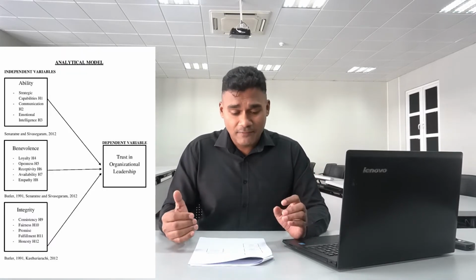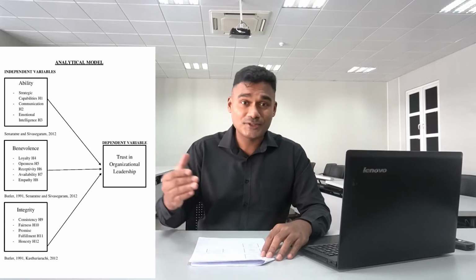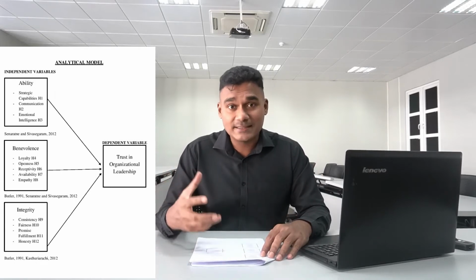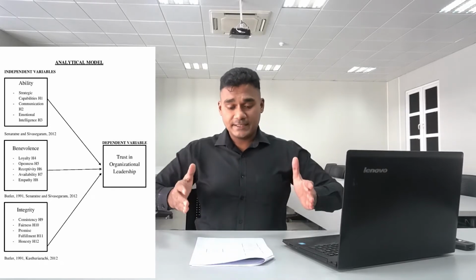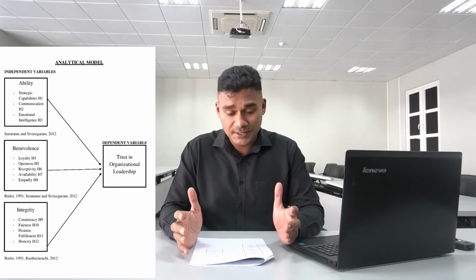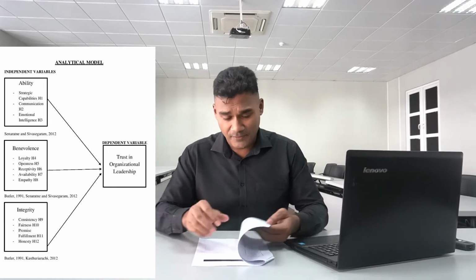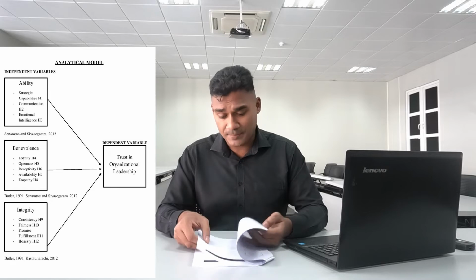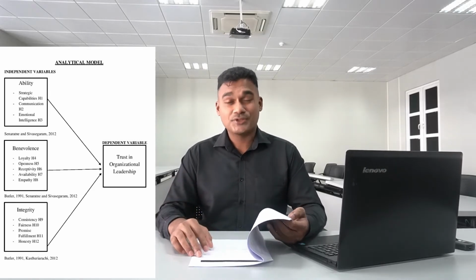Analytical model is very similar to conceptual model. It's a bit more detailed, where on top of stating your research variables, you also need to highlight the indicators that are being used to define your research variables. In this case, I have chosen to define the research variable leadership ability. I have chosen this Sri Lankan author named Senaratna and Sivasegaram, who has defined leadership ability based on indicators such as strategic capabilities, communication, and emotional intelligence.